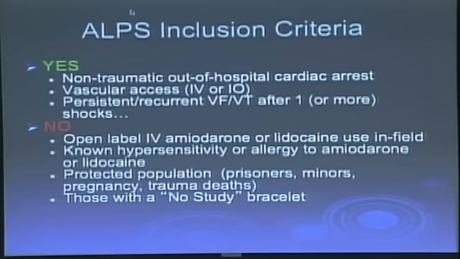We won't even get it. So you don't give it after the first shock, because you don't know whether the patient's going to be in VFib at the end of the next 2 minutes of CPR. At the end of that next 2 minutes of CPR, you analyze. If they are in VFib, the first thing you do is shock. So you always have to have given 2 shocks before you give any of the ALPS drugs. Okay? Definition. Now, you can't use open label IV amiodarone, known hypersensitivity or allergy to amiodarone, protected populations.